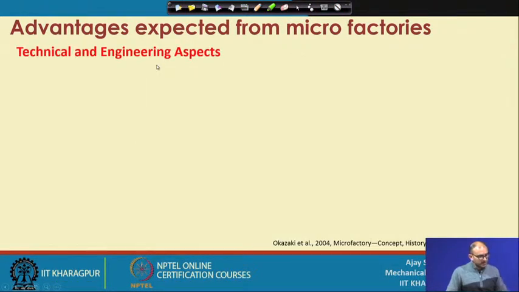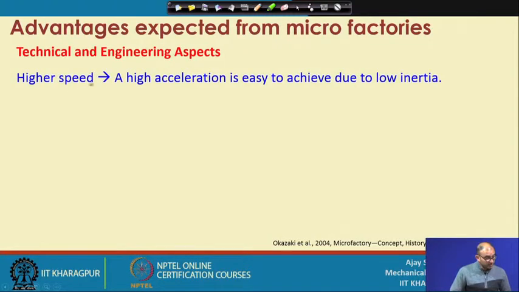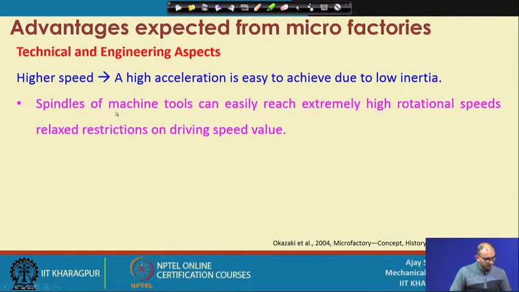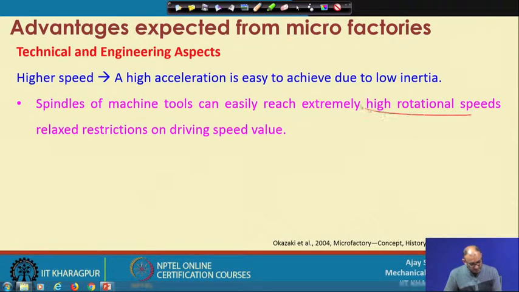Right. So, now what are the technical and engineering aspects? Till now we have seen how it can save money and time only, but now we have to look at the technical aspect also. First thing is the higher speed. We know that size is very small for this machine, and that is the advantage, because now you can go with very high acceleration without any problem, since low inertia will create high acceleration, and you can easily reach the required RPM. So, spindles of machine tools can easily reach extremely high rotational speed, relaxing restrictions on the driving speed values. We have seen that in micro machining our speed requirement should be very high, and to fulfill that requirement we need a very high rotational speed.